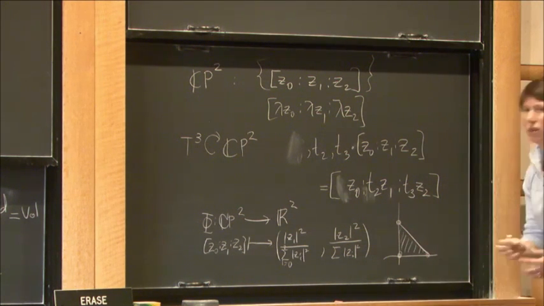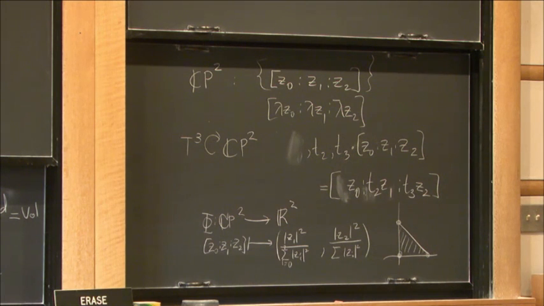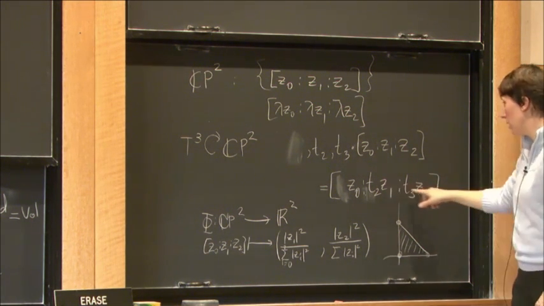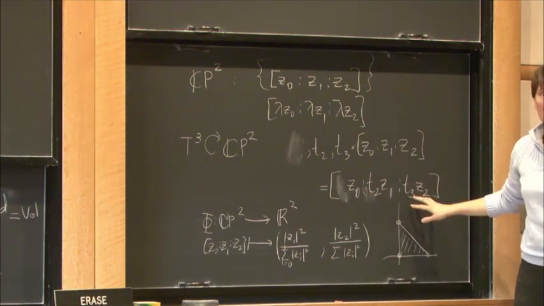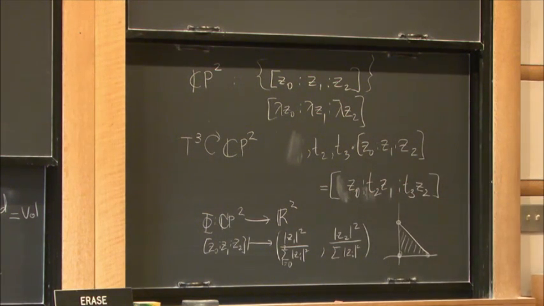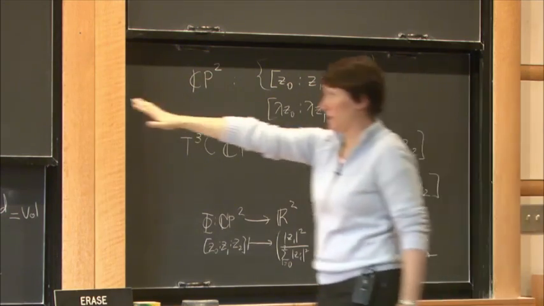So the extreme points are just the two zeros? Exactly. The extreme points and the points that are fixed. If I have 1, 0, 0, that's not going to move under this action. Or 0, 1, 0, that's not going to move under this action. And so those are the fixed points, and that's exactly this again.